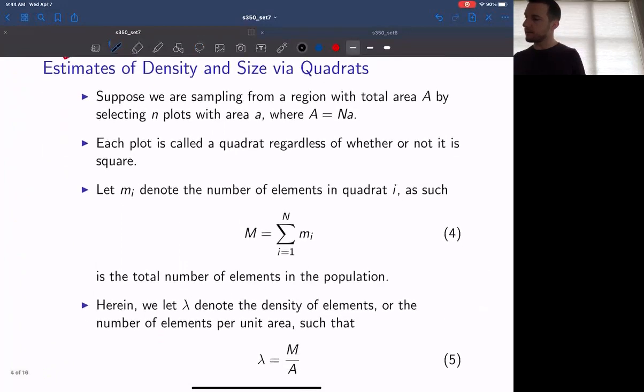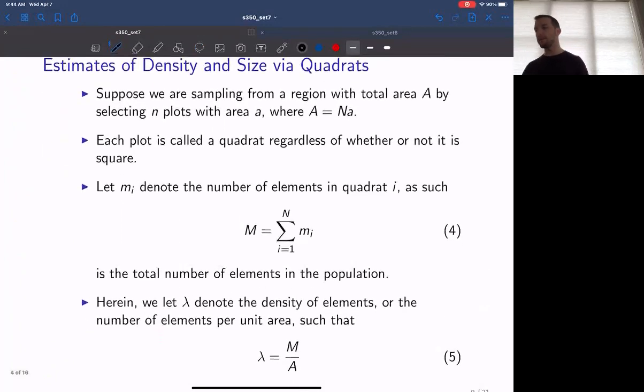All right. Okay, so the next illustration is a different estimation procedure now. In this example, we're talking about estimates of density and size via what are called quadrats. So suppose we are sampling from a region with a total area capital A by selecting n plots with an area little a. So in this case, we can write that the total area is equal to the total number of plots multiplied by the area of each plot.